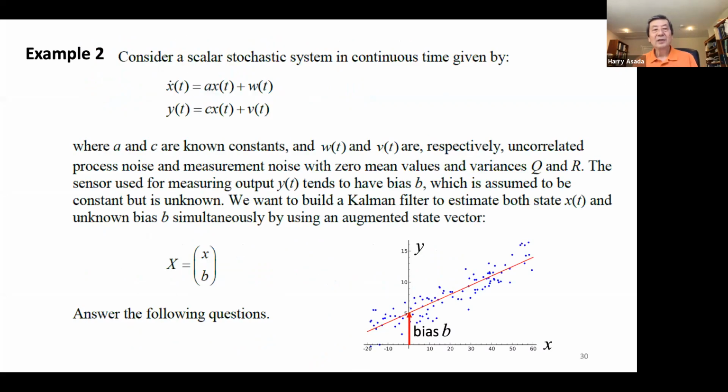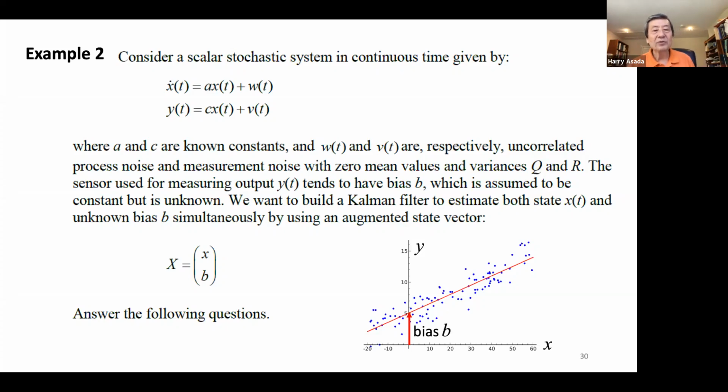However, next question, I don't know how many minutes we have, but this example 2 is more interesting. This is to demonstrate how flexible the Kalman filter is. In fact, this is to demonstrate that the Kalman filter can be used not only for state estimation, but also for parameter estimation, and combined state and parameter estimation. That's a key part of this problem.